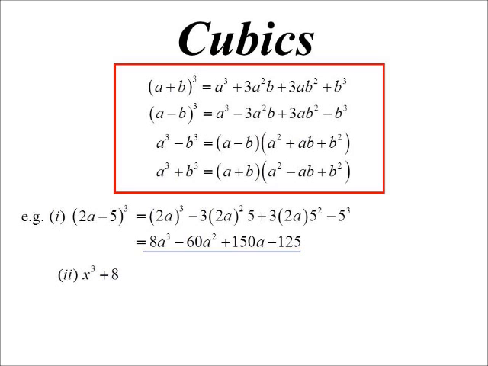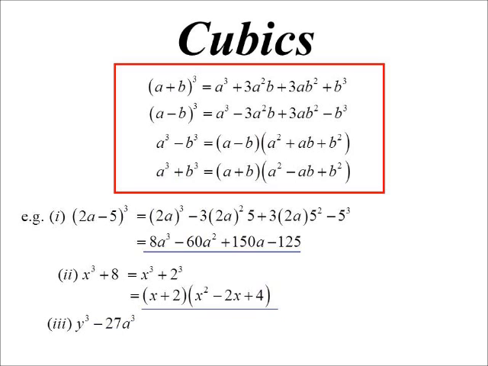x cubed plus 8, so that's the sum of two cubes. 8, of course, is 2 cubed. So x cubed plus 2 cubed, again, you might just think that, and you wouldn't necessarily write it down. So it starts with x plus 2. Powers of x will go down by 1. Powers of 2 will go up by 1. So x squared minus 2x plus 4 in the second parentheses.